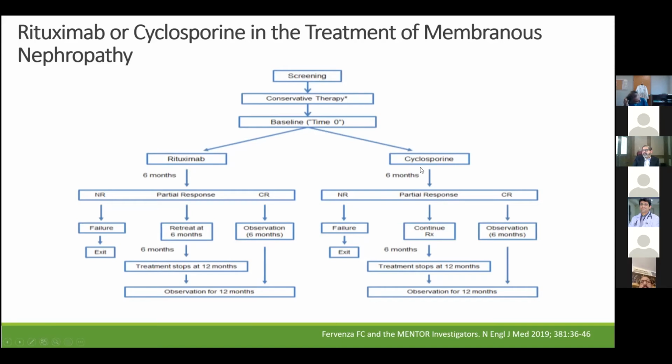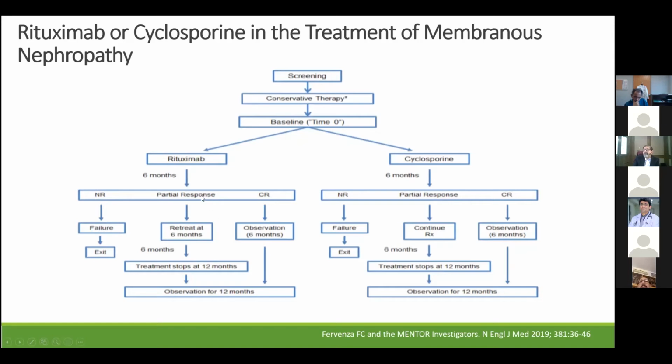6 months observation period on treatment. So obviously they got the rituximab doses. Cyclosporin, they were treated to keep 12-hour trough levels between 125 and 175 nanograms per ml. So now what they did at 6 months was they reevaluated the situation. If the patient had no response, no change in proteinuria, nothing going on, they would call it a treatment failure in both arms, and then they would exit the study. So if you're not responding, you're out.